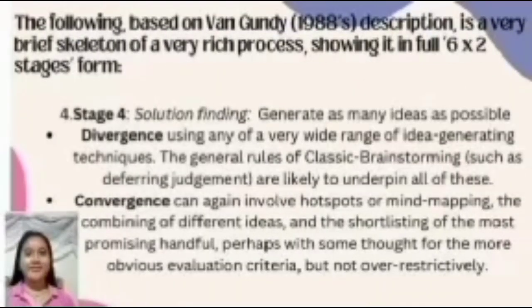I would explain the Van Gundy's process. It's a problem-solving technique that involves 6 stages, each of which has 2 parts. The 4th stage is called solution finding, and it is where we generate as many ideas as possible. In this stage, we use a wide range of idea generating techniques and we defer judgment while doing so.